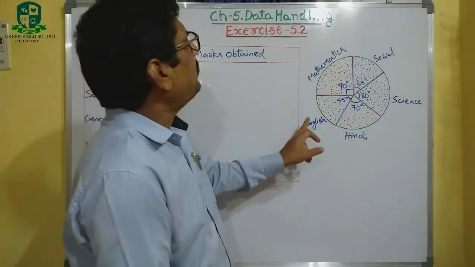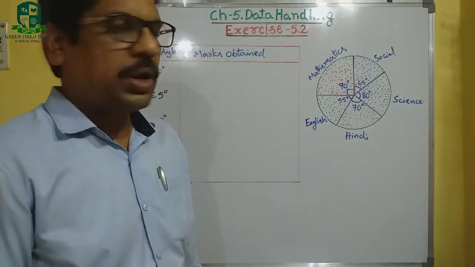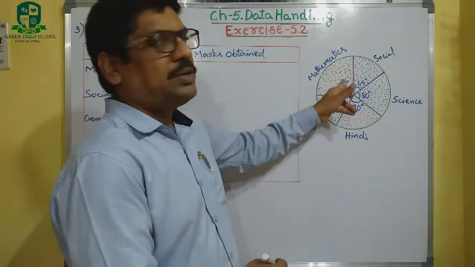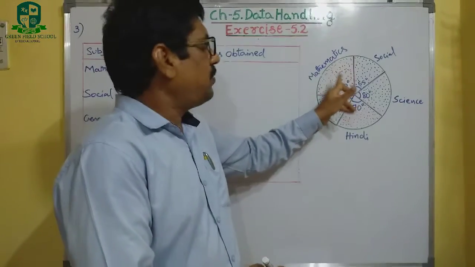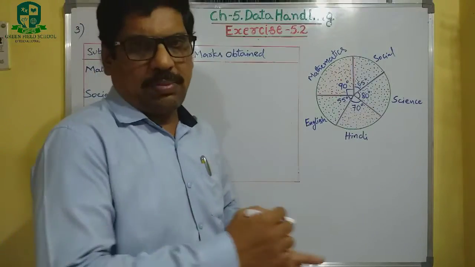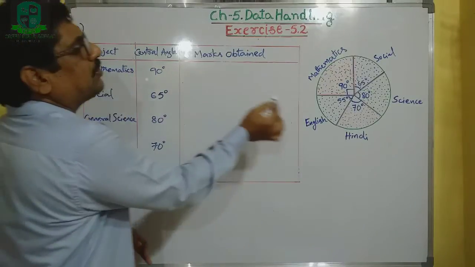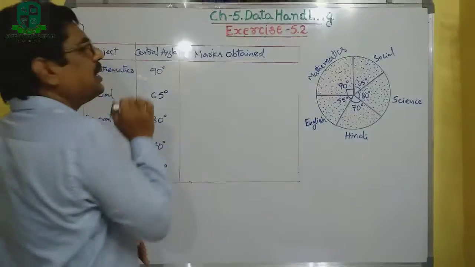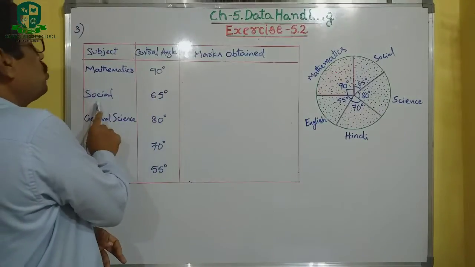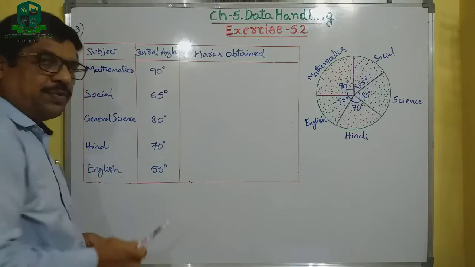Here, there are 5 subjects: mathematics, social, science, Hindi, English. The central angle of each subject in the sector is given, so we have to find the actual marks. The mathematics sector forms an angle of 90 degrees at the center. Like that, the angles are: maths 90, social 65, general science 80, Hindi 70 and English 55.